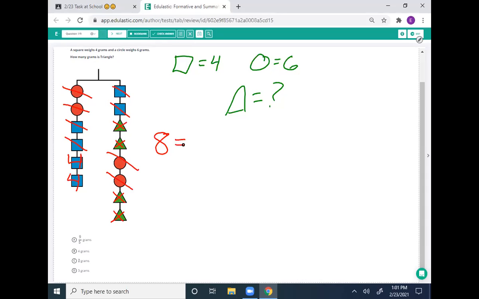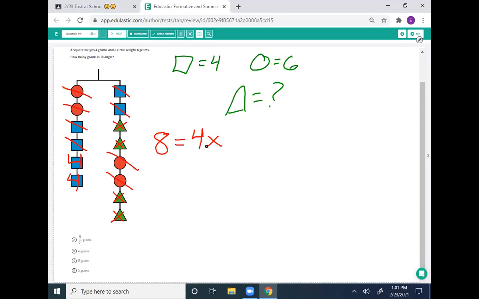I just have what left? Ethan? Oh, 4 triangles. 4 triangles, which we said were x. So we could write that as 4x. Nice job, Ethan. So I know that if I have 4 triangles weigh 8, how can I get what a single triangle is going to weigh?